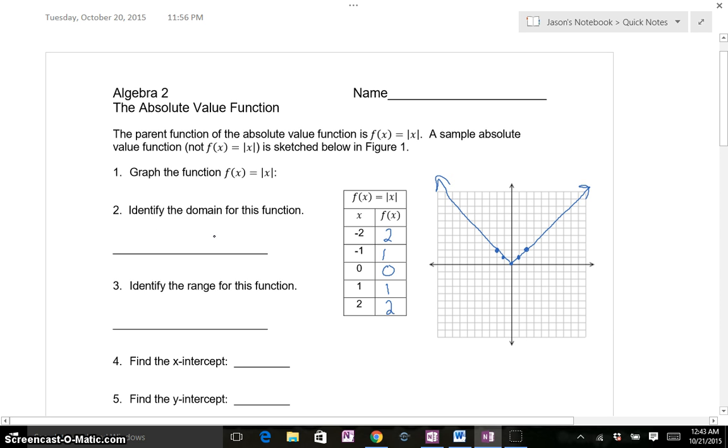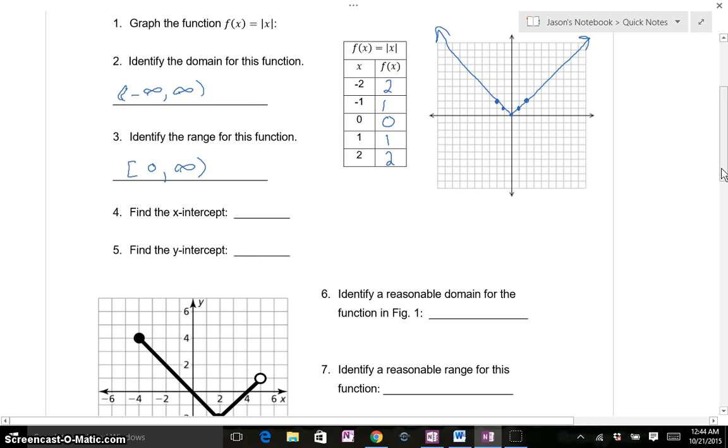Alright, so we graphed it. We're going to identify the domain and range, which we know that the domain is negative infinity to infinity. Identify the range for this function, which is 0 to infinity. We want to find the x-intercept. In this case, the x-intercept is where the function hits or intersects the x-axis. So in this case, it's going to be at the point 0, 0. Find the y-intercept. It'll also be at 0, 0.